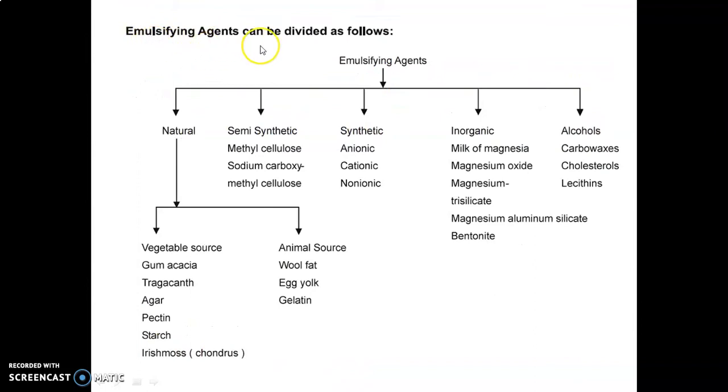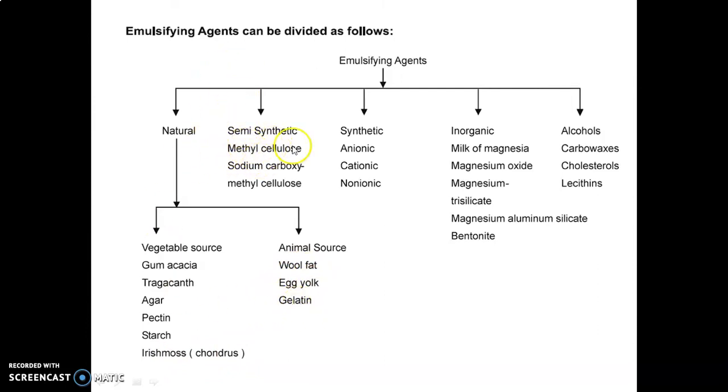There are a total of 4 tests: the dye test, dilution test, conductivity test, and fluorescence test. The emulsifying agents can be divided as follows: natural, semi-synthetic, synthetic, inorganic, and alcohols. In natural there are 2 types, vegetable source and animal source. In vegetable we have gum acacia, tragacanth, agar, pectin, starch, then chondrus, and animal source means wool fat, egg yolk, gelatin.